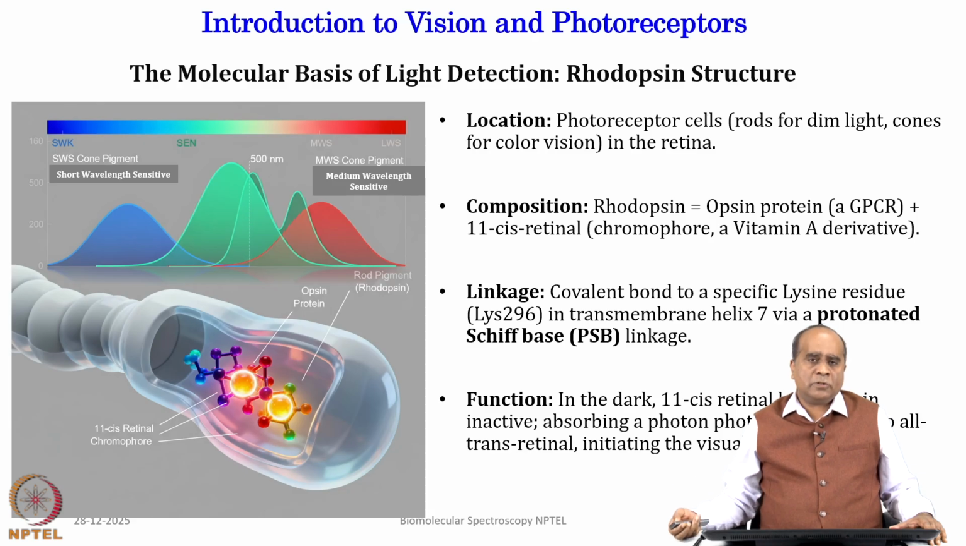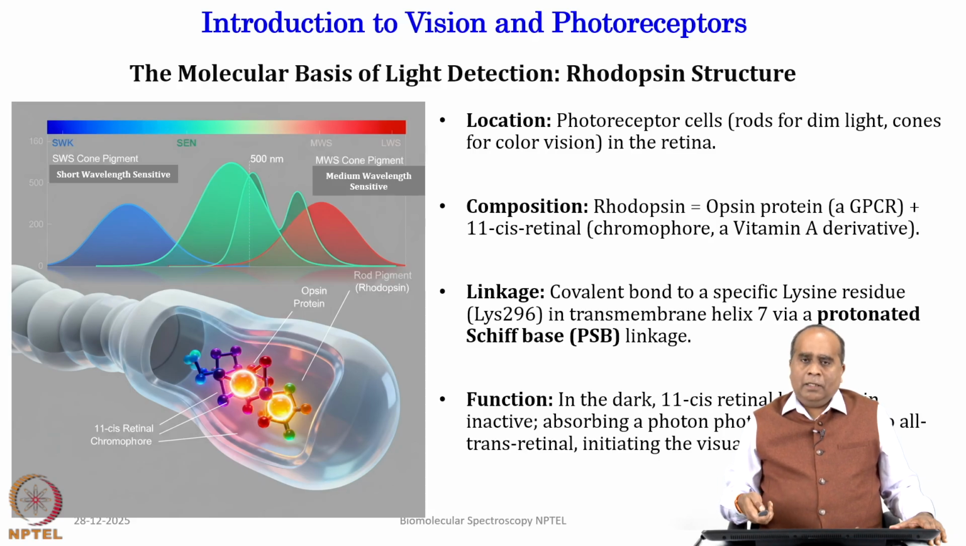So, I am going to introduce to you the vision and photoreceptor, right. What is the molecular basis of light detection, where and how we can detect it. So, as we know, in our eyes there is a spectrophotometer, and this spectrophotometer enables us to see different colors. If you look at these colors, we can perceive them, our brain analyzes and gives us a response, right.